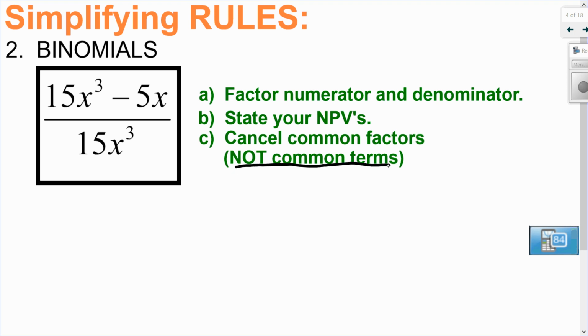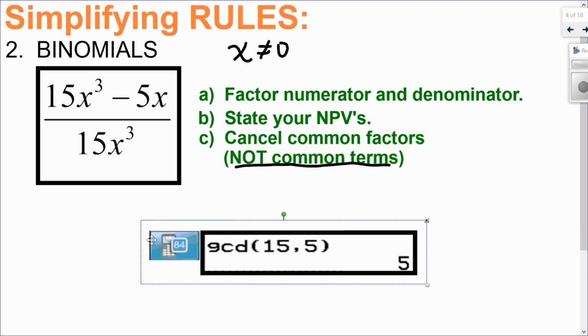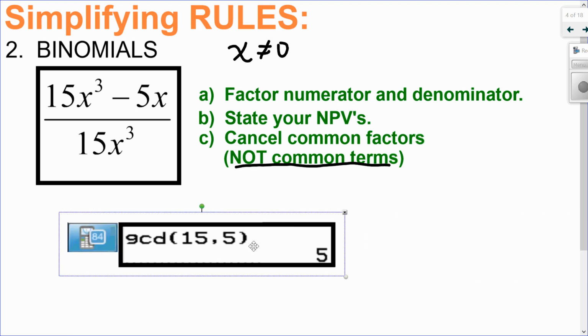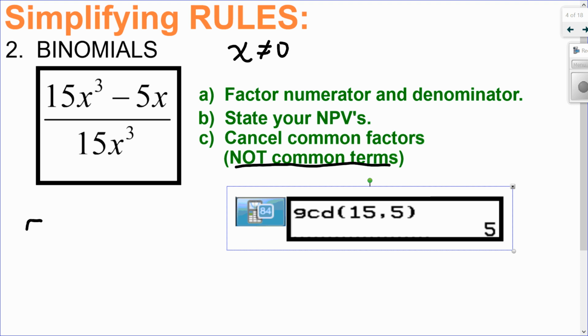Again, in the denominator I have a monomial, so my restriction is x can't be 0. In the numerator, I'm going to look at my numbers and look for the GCF. The GCF of 15 and 5 is 5, so I'm going to factor out a 5. I notice they both have x's, so I go to the smaller of the two, which is just x to the 1. So my GCF is 5x. I'm going to factor that out. 15 divided by 5 is 3. x cubed divided by x is x squared. Minus 5 divided by 5 is 1. x divided by x is also 1.